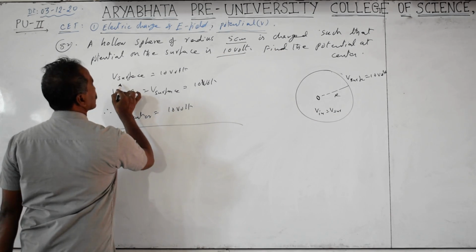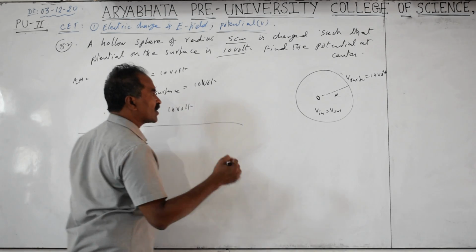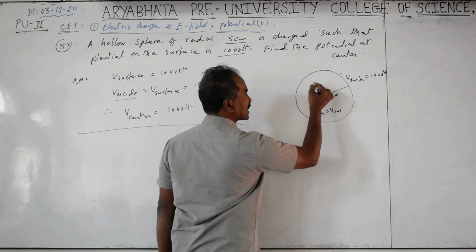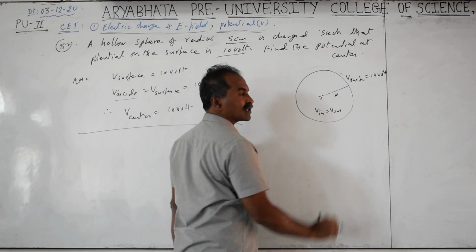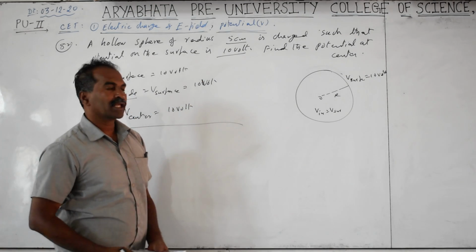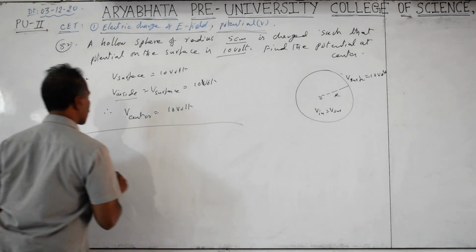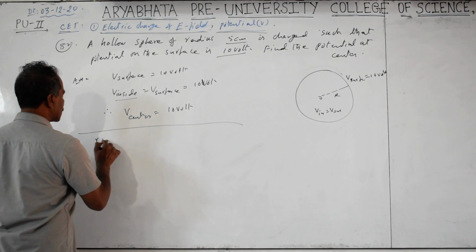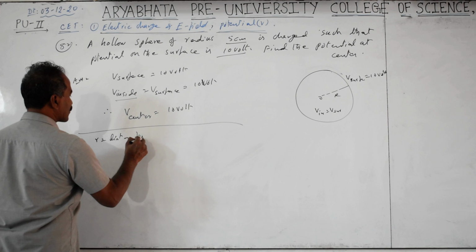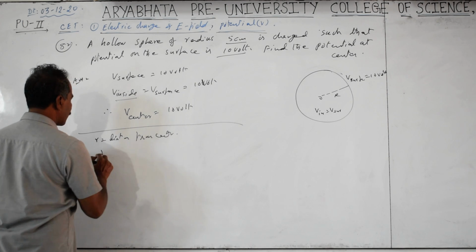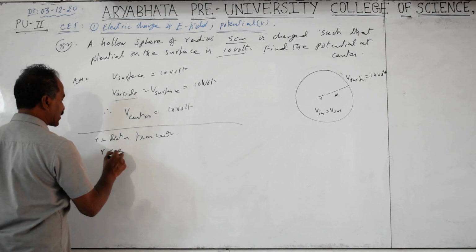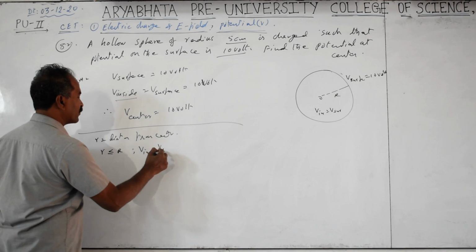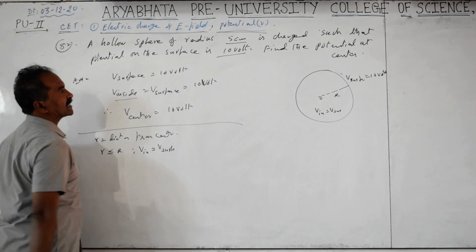Here in this case, for any sphere, even a solid one, V inside will always be equal to V surface. Whatever potential is there at the surface, the same potential is present at the center, and everywhere inside. If r is the distance taken from the center, and if r is less than or equal to capital R, then V inside will be equal to V surface. You are asked at the center.